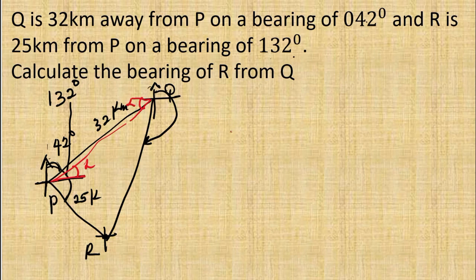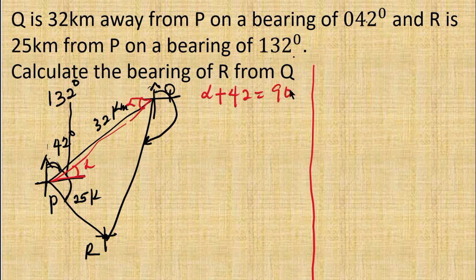I want to take my time to pick the angles because these are places students make mistakes. You look at alpha plus 42 equals 90 degrees because that's the first quadrant. So alpha itself will be equal to 90 minus 42. That's equal to 48 degrees. That means if I have 48 here, I also have 48 here.